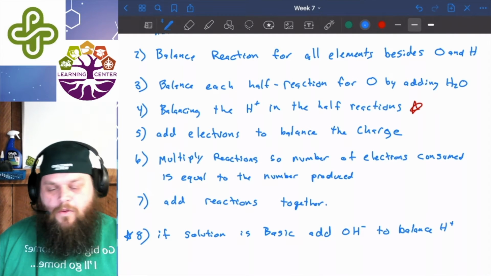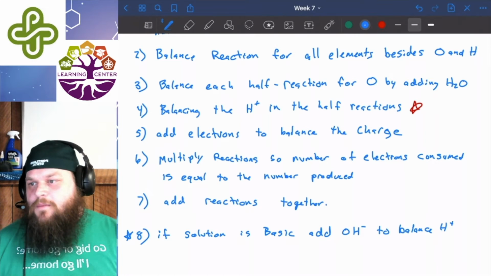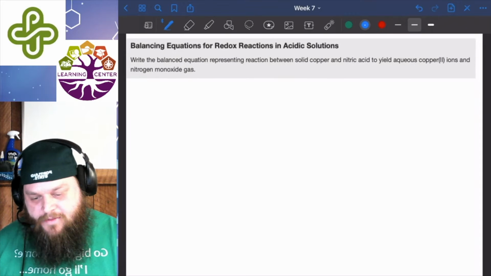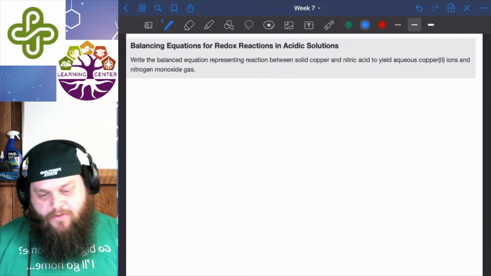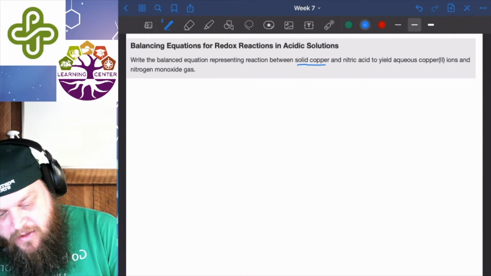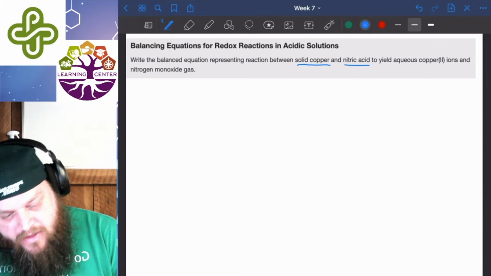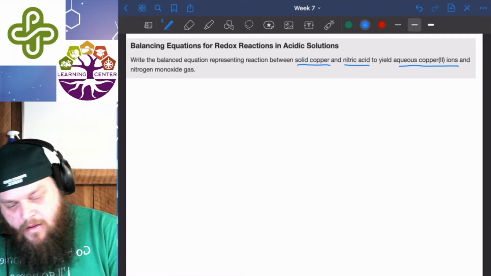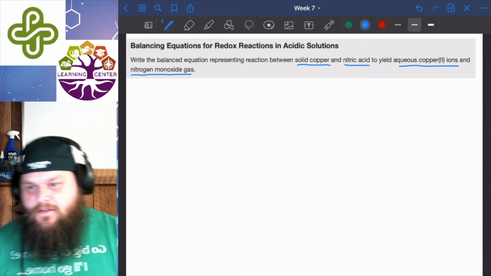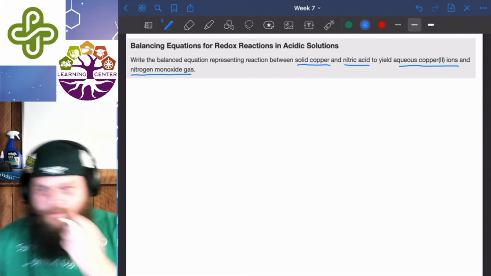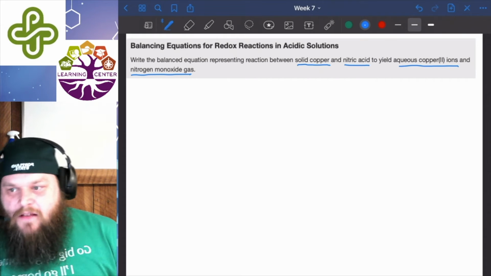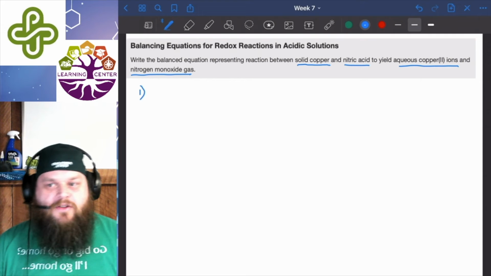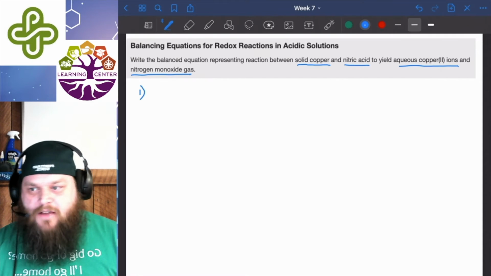So let's go through an example of this, and this is one I pulled out of the textbook: writing a balanced equation representing the reaction between solid copper and nitric acid to yield aqueous copper 2 ions and nitrogen monoxide gas. So the first step was to write a skeletal equation for the reduction and oxidation half reactions.